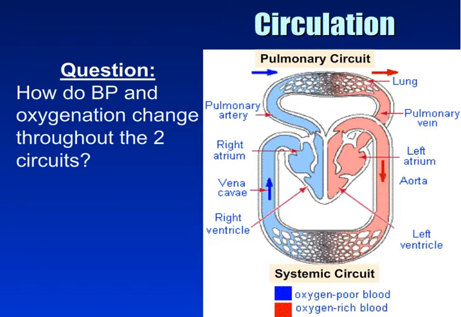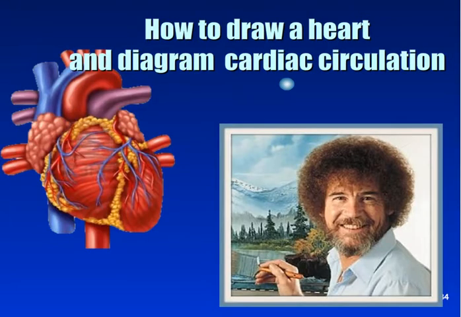Now, one of the big questions you should be able to answer after the end of this lecture is, how does the blood pressure and degree of oxygenation change throughout the pulmonary and systemic circuits of the circulatory system? In order to do this, you can't just study a diagram. You have to be able to draw these circuits as well as the heart chambers and diagram how pressure changes and how oxygen changes throughout the circuit. So now we're going to take a brief break from lecture and talk about how to correctly draw the heart and diagram the circulation through the pulmonary and systemic circuits.